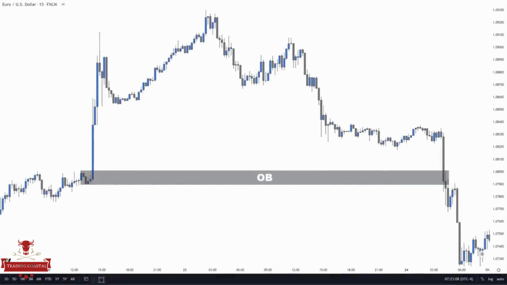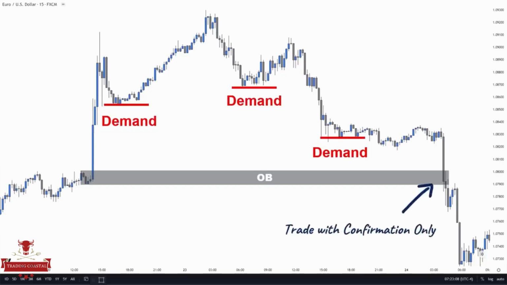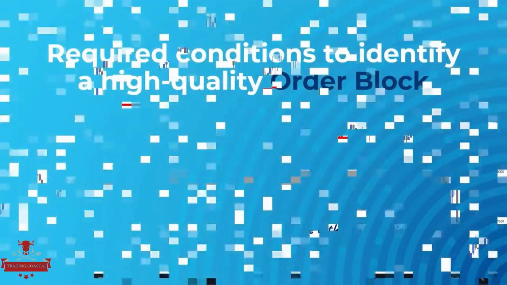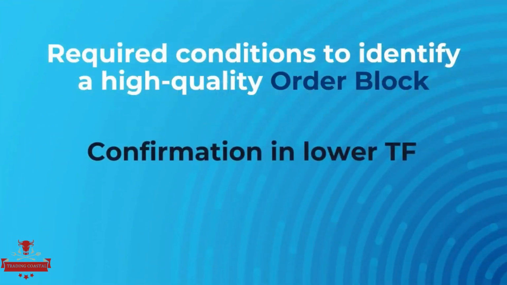But before price taps into this area, the market has made a lot of demand zones and broke them to the downside. Some traders might take these areas as a liquidity grab and put their buying positions on the order block. But the point is that the supply has taken control, and trading this order block without confirmation won't be effective. So that is why the confirmation in the lower time frames is the third factor you should consider when trading order blocks.